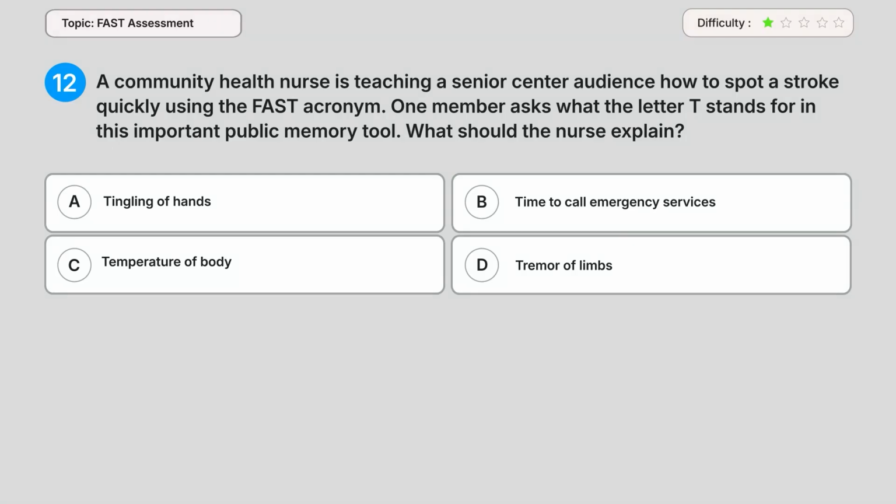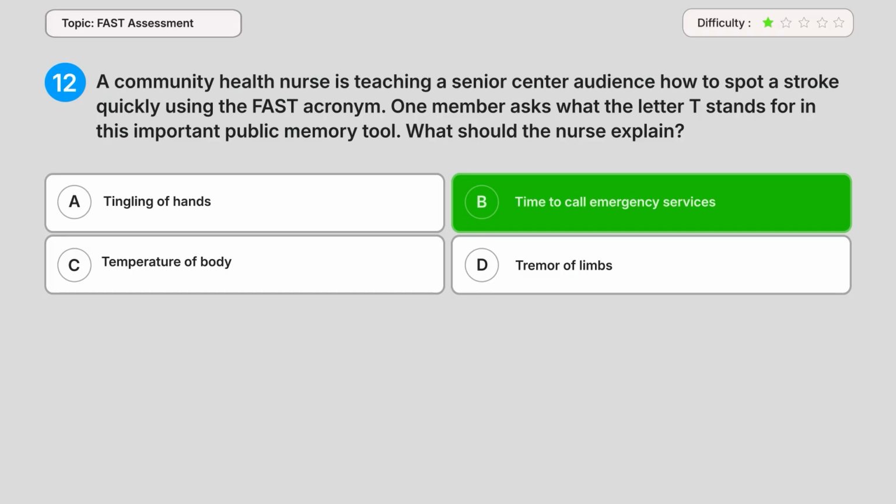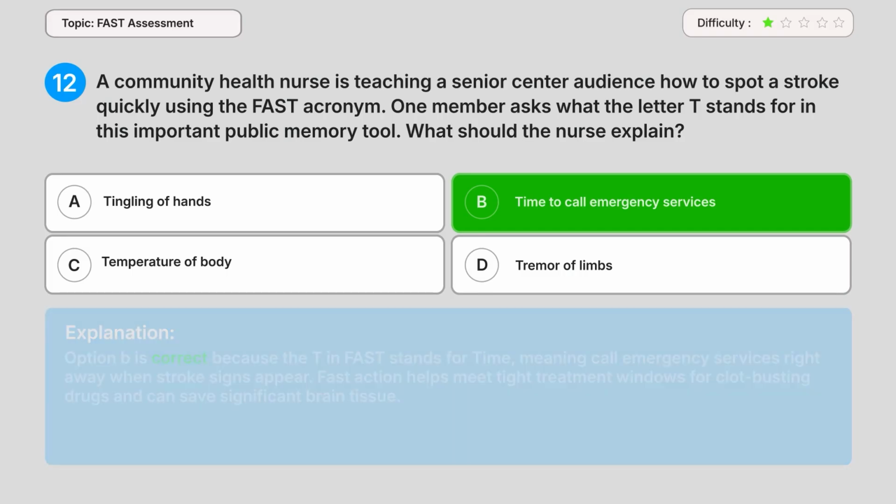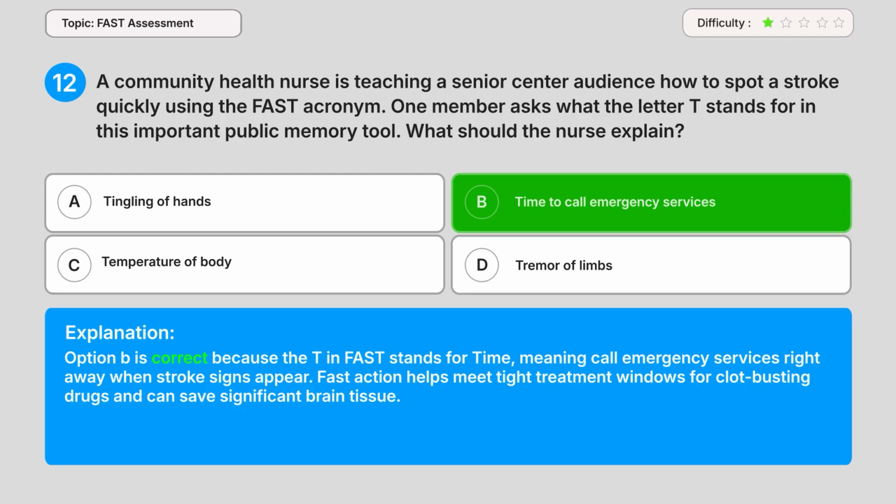Correct answer, B. Time to call emergency services. Explanation. Option B is correct because the T in FAST stands for time, meaning call emergency services right away when stroke signs appear. Fast action helps meet tight treatment windows for clot-busting drugs and can save significant brain tissue.